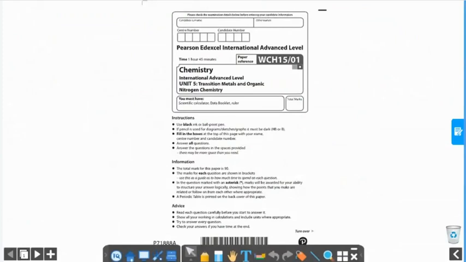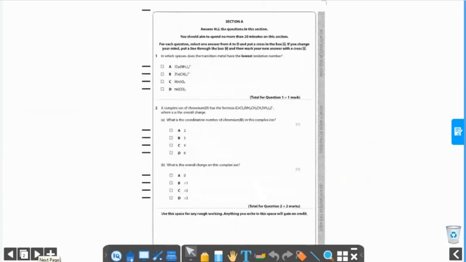Today's discussion will be the latest 2023 January paper. I advise all of you to do this paper as a mock exam. I hope you have done it with timing. As you know, it's a 1 hour 45 minute paper. So let's begin the discussion with the section named CQs.